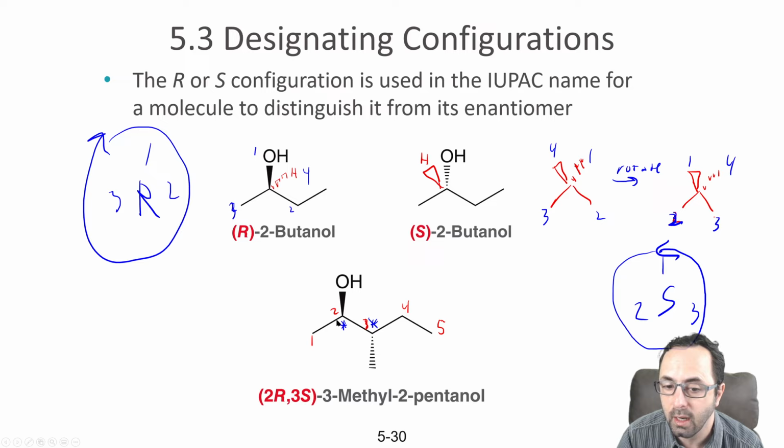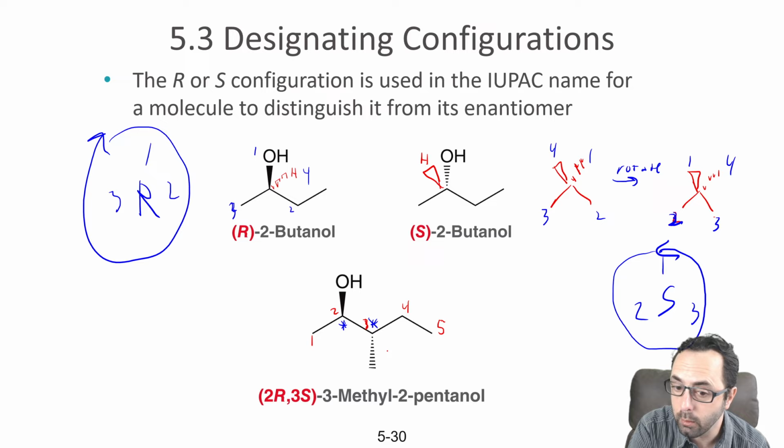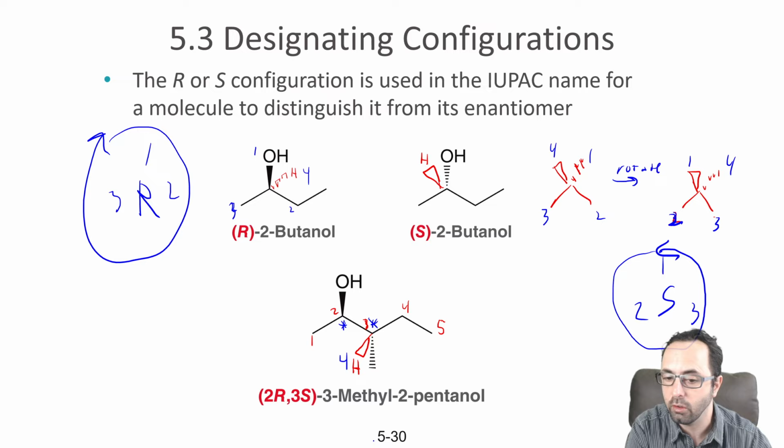Then we put a comma, and we have to indicate whether the next group is R or S. And so we'll have to do this whole configuration thing again. And notice we have a hydrogen. It's on the wedge position. Okay. And so we would give this hydrogen, it's the only hydrogen, a designation of 4 here.